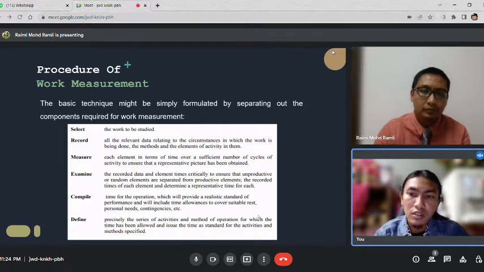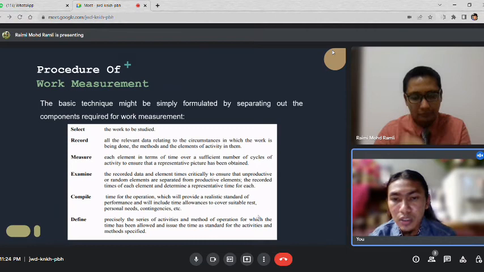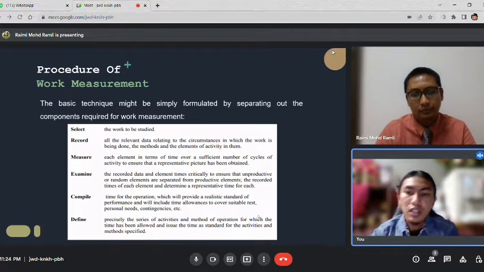Record all the relevant data relating to the circumstances in which the work is being done, the methods and the elements of activity in them. Measure each element in terms of time over a sufficient number of cycles of activity to ensure that a representative picture has been obtained. Examine the recorded data and element times critically to ensure that unproductive or random elements are separated from productive elements. Record the times of each element and determine a representative time for each.